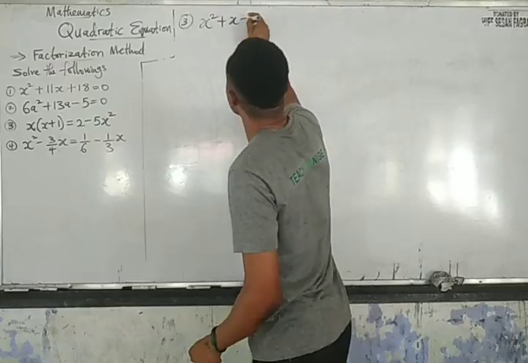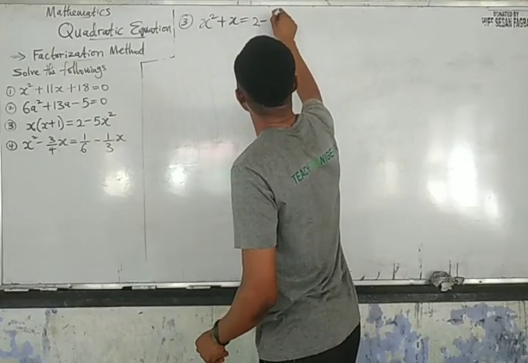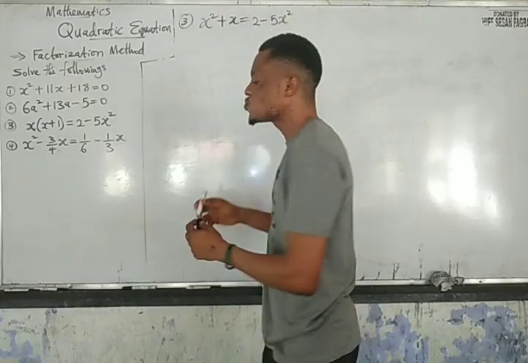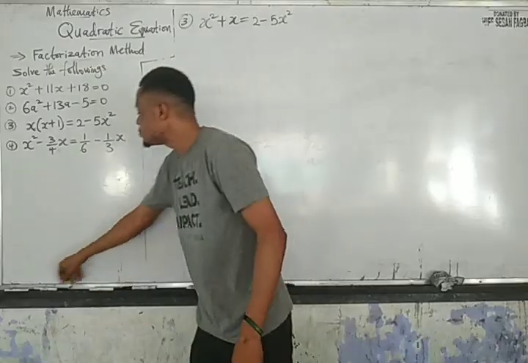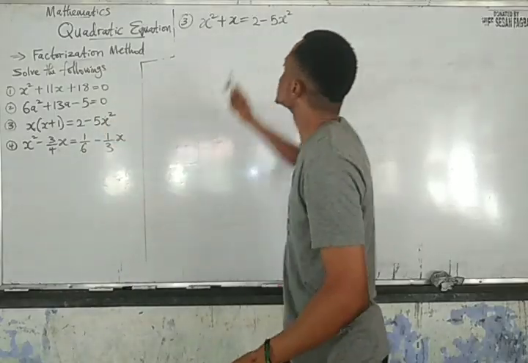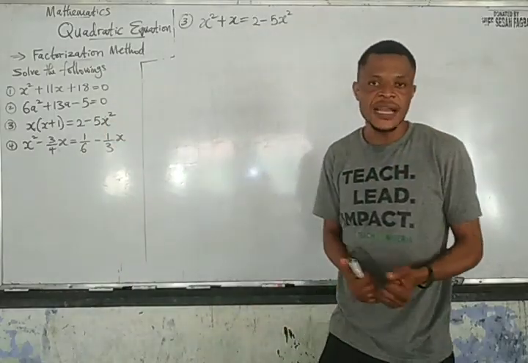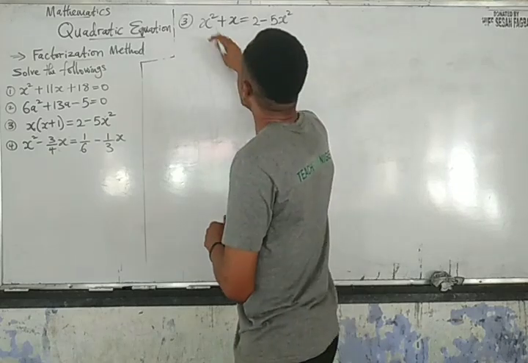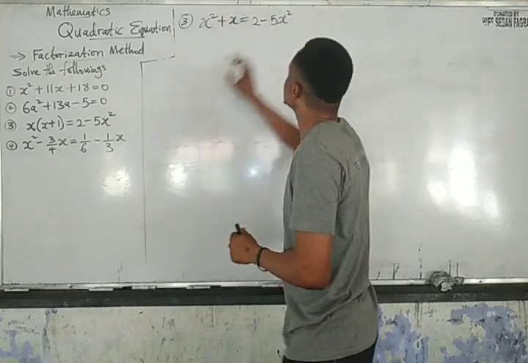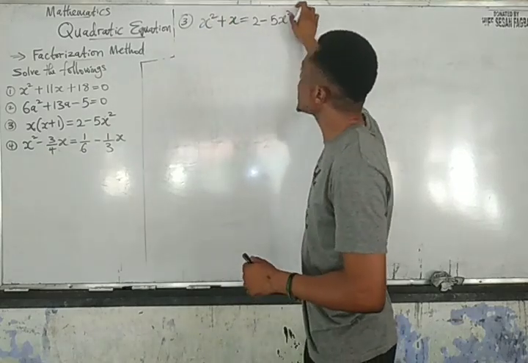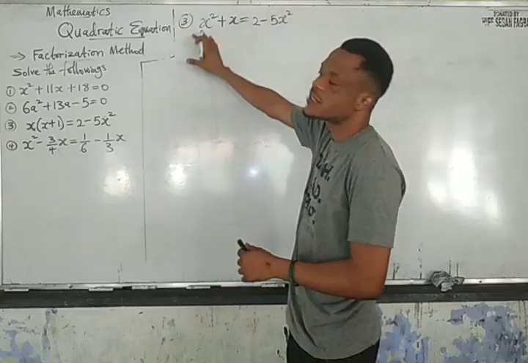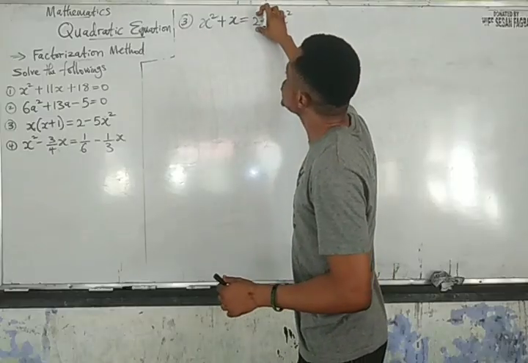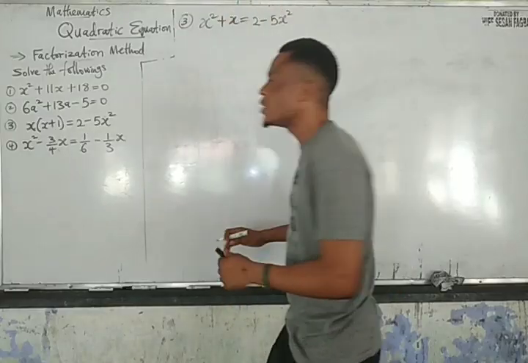Now going to the other side, which is 2 minus 5x squared. Now, having done that, we are going to collect the like terms. We have our x squared here already, and this is minus 5x squared. So we move it to this side. We have our 2 here already, we move it to this side also.